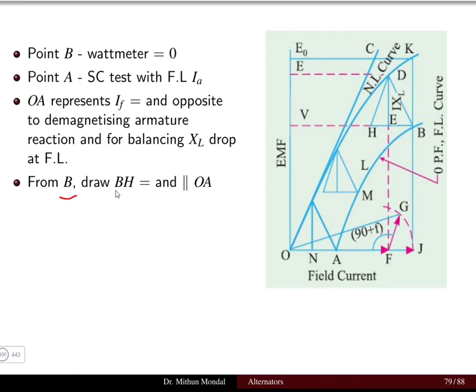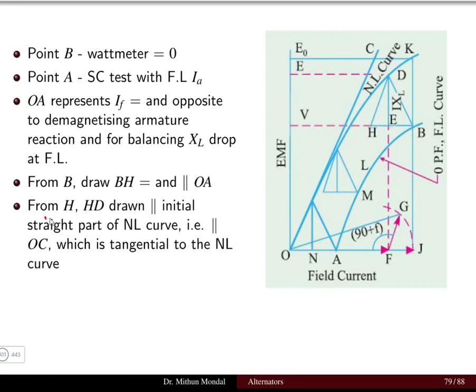Then from B you draw a line BH which is equal and parallel to OA. So this is your point B and this is your point H. So we are drawing a line BH which is equal and parallel to OA. So our distance OA is here. These two lines are equal and parallel. Next, this point H we have obtained.